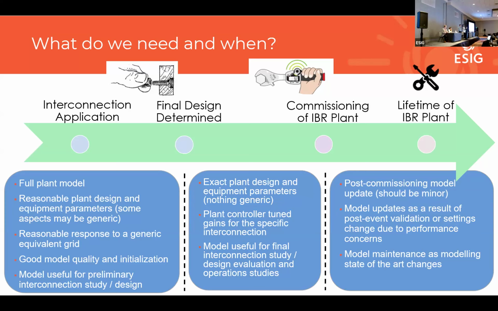Maybe the DC side representation, maybe they don't have some of those details worked out yet, exactly which solar panels they're going to use or what that looks like. So there are some aspects of the design that can initially be somewhat simplified. But we want to see a plant that gives a reasonable response to a generic grid equivalent, something that we can check the quality and initialization of very well. And we essentially want to have a model that's going to be useful for preliminary interconnection study or design evaluation.